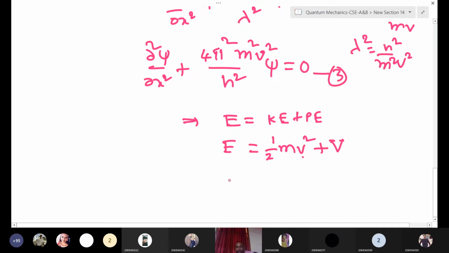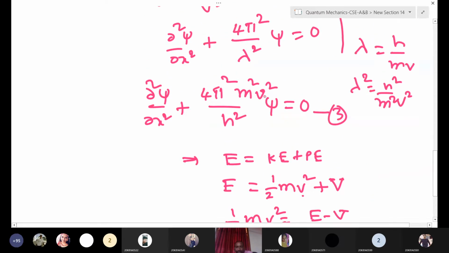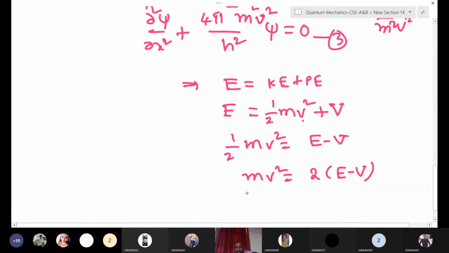So E is equal to this much. Now we can write half mv square is equal to E minus V. You can write it, right? So mv square is equal to 2 into E minus V. Now in equation 3, we have m square v square, so just multiply with m on both sides. We get 2m into capital E minus capital V.